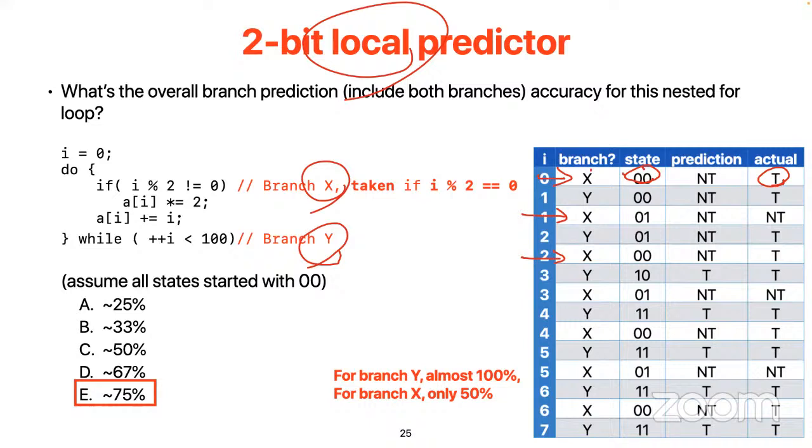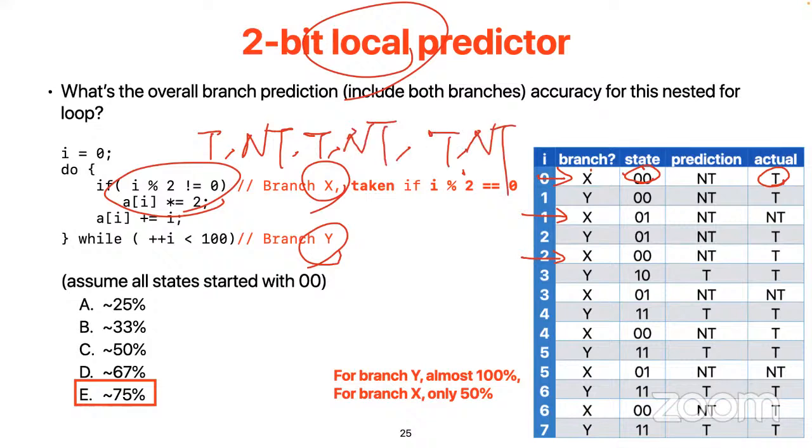Because if you look at the pattern here, it starts with 0, so it's taken, not taken, taken, not taken, taken, not taken, right? And remember what I said. This is a 2-bit saturated counter, means that you need 2 consecutive taken or not taken to change your prediction. So turns out it's not going to change your prediction in the best case.